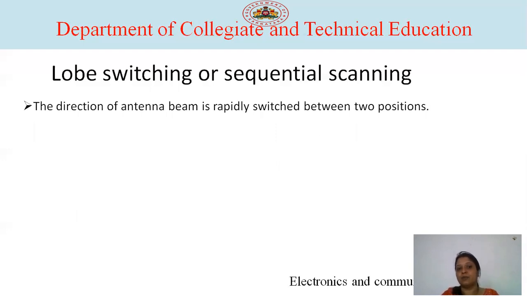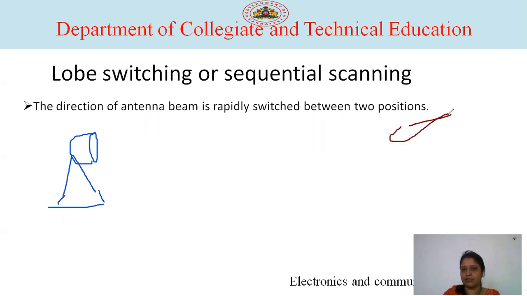The direction of the antenna beam is rapidly switched between two positions here. At one time the antenna is in the first position, next time it is in the second position, like this. For example, just observe here. Suppose this is the radar antenna. Now it is radiating the signal, a narrow beam, towards the target, suppose the target is present here.